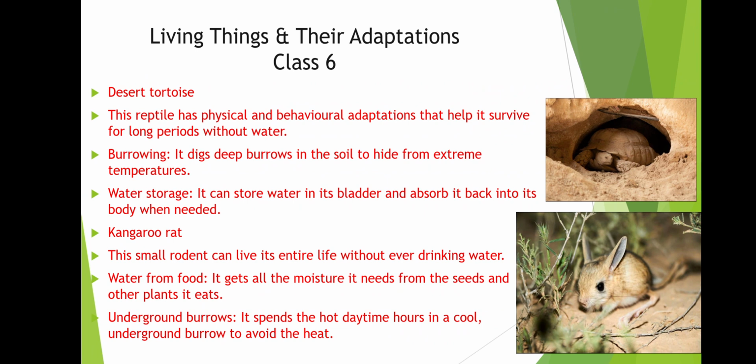You can see here the kangaroo rat, how it is surviving in the desert. This small rodent can live its entire life without ever drinking water. See, how then must it be getting water? It is given in the following statement. Water from food. It gets all the moisture it needs from the seeds and other plants it eats. Underground burrows. It spends the hot daytime hours in a cool underground burrow to avoid the heat.